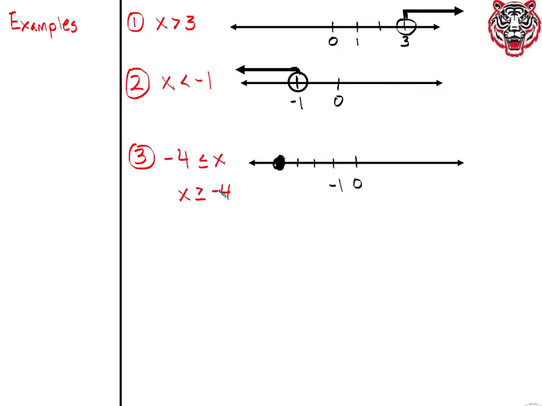If x is greater than -4, so it is actually to the right. Boom.